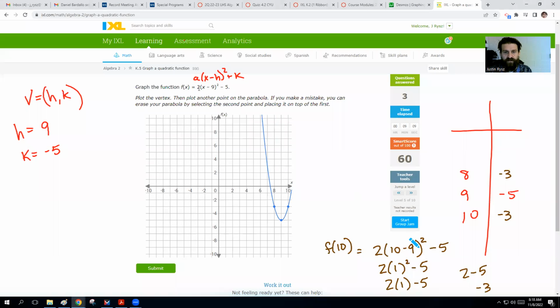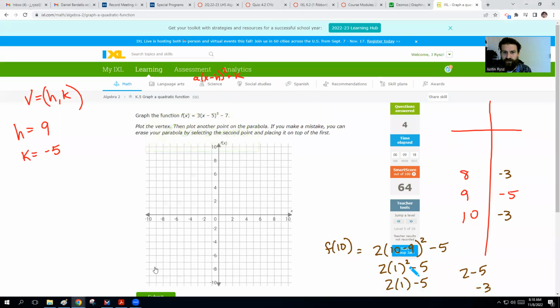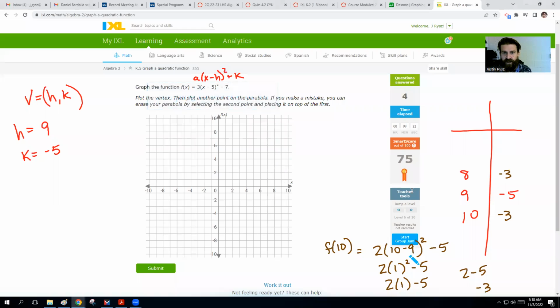And just double check some other things you know. A is a positive 2, so that should make a nice happy face parabola. We can check this off here. We're doing good. All right, we got another one here, and then after that, we should be good.